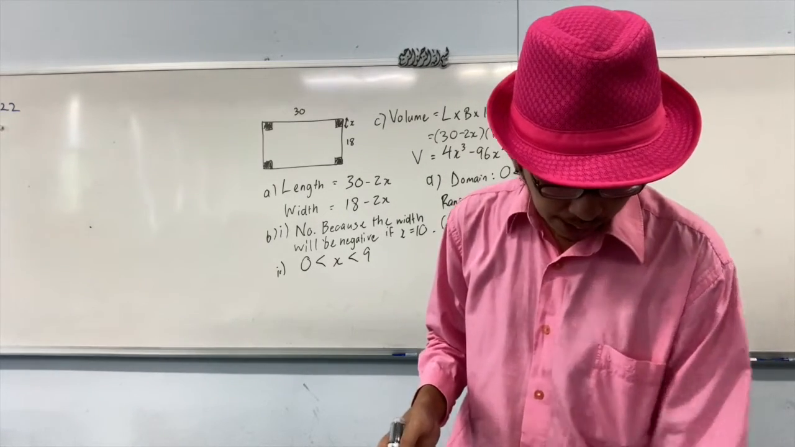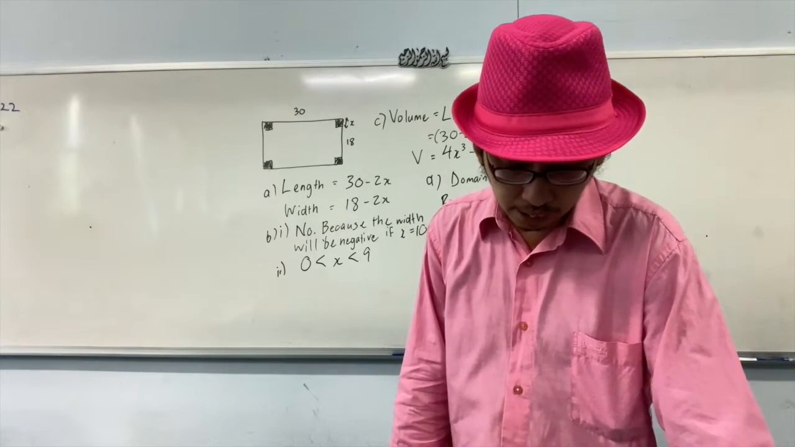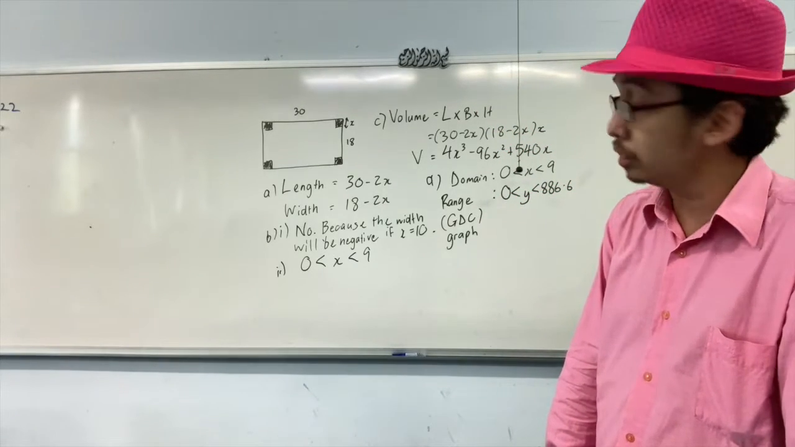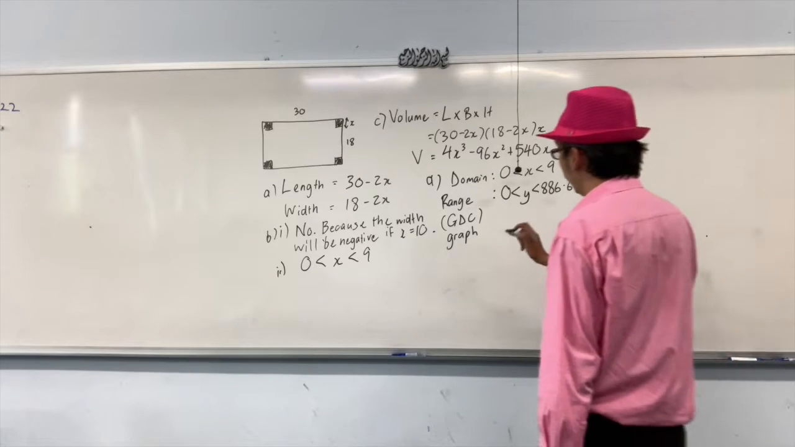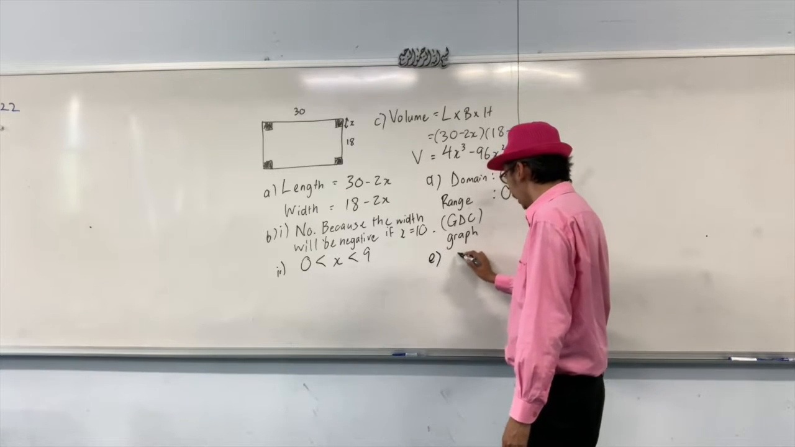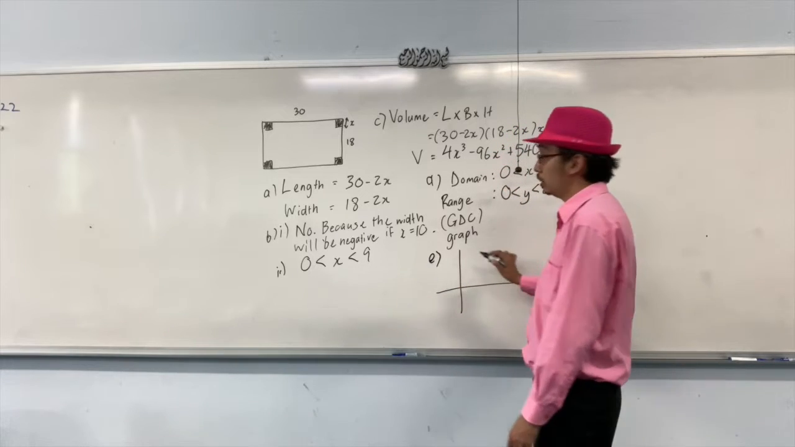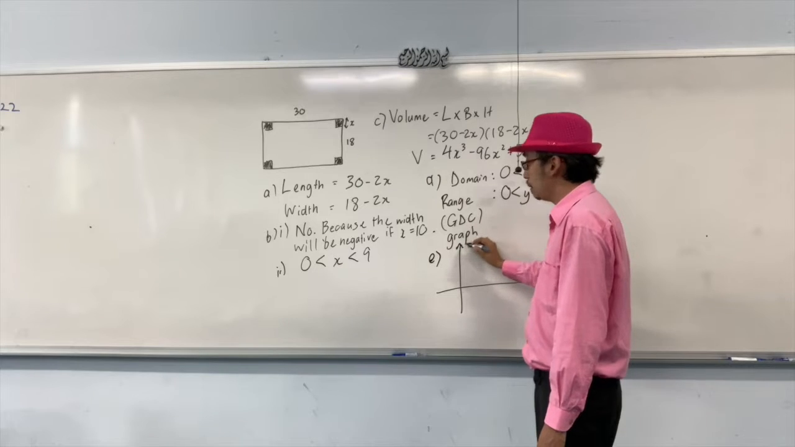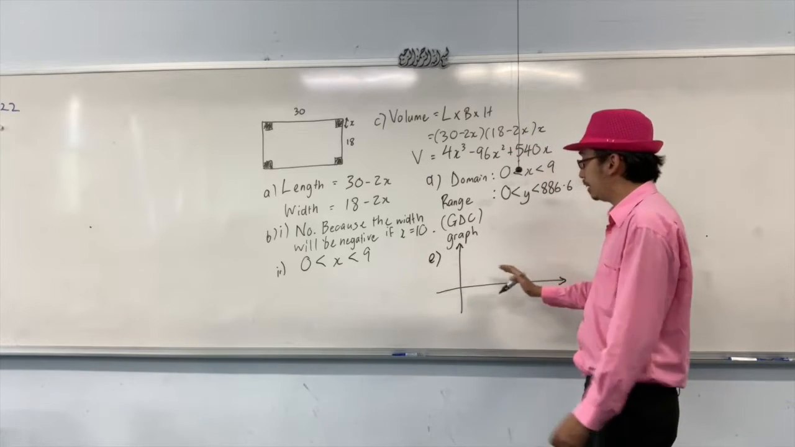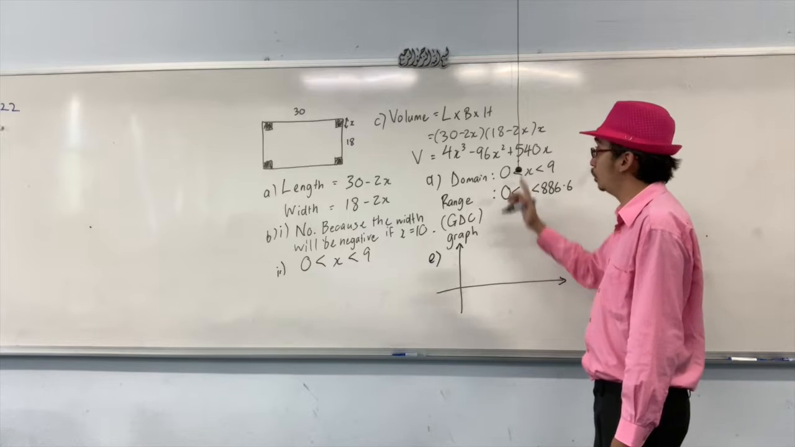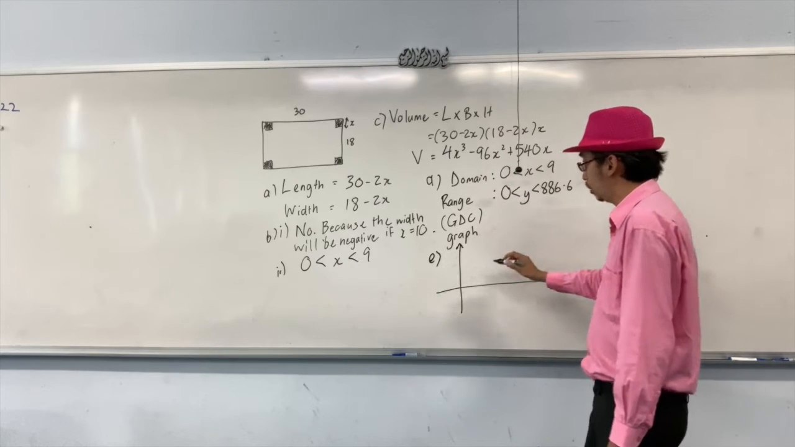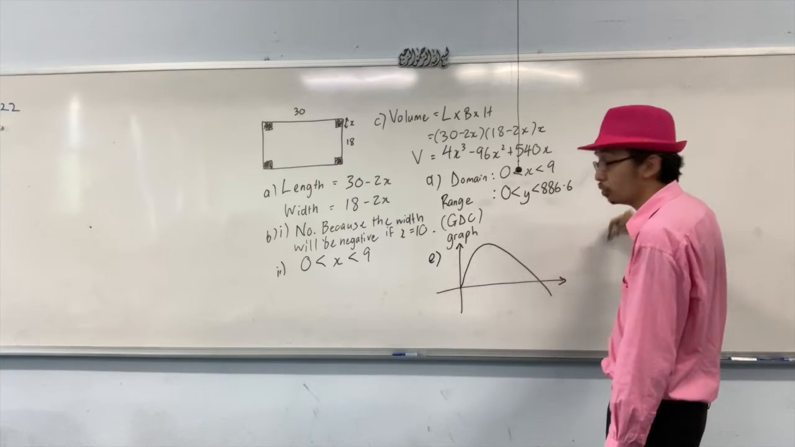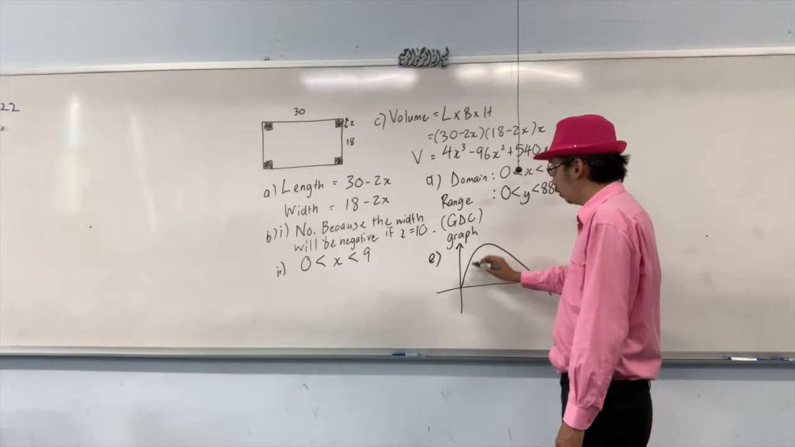Next one: sketch the graph for the possible values of x found in part B part 2, and label the maximum point. You need to be careful of one thing: it is not quadratic, it is actually cubic. So it should not be symmetrical. If it's quadratic, it's symmetrical, but if it's cubic, it should slant to one side. It's like this and then goes down, and later you will go up. So take note of the curvature.